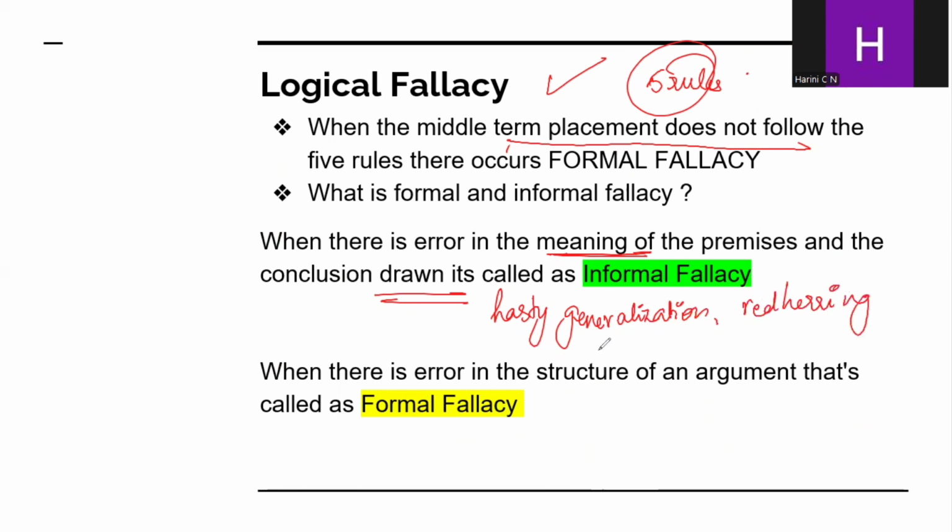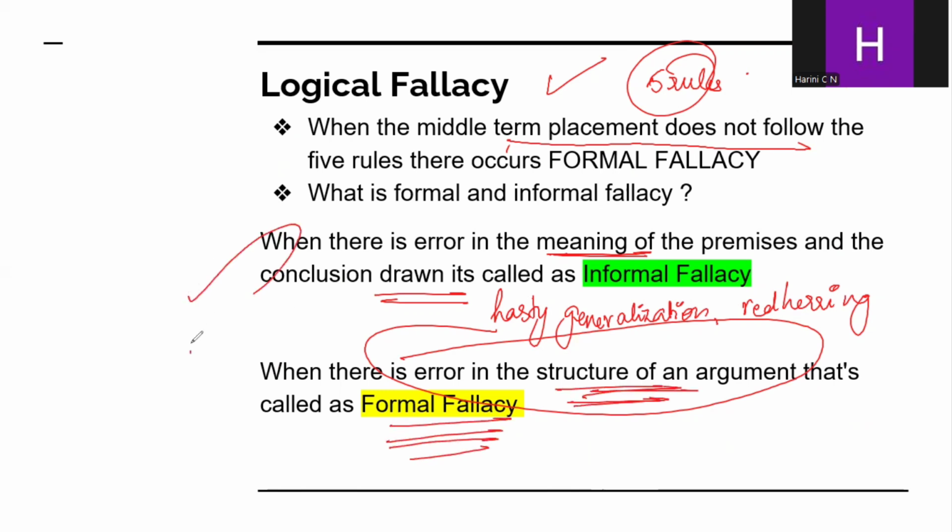Whereas in formal fallacy, there is an error in the structure of the argument itself. That is, when the middle term is not placed accordingly in the premises, there is a structure error that causes formal fallacy. This question will also be asked, very important for your exam preparation. Moving on.